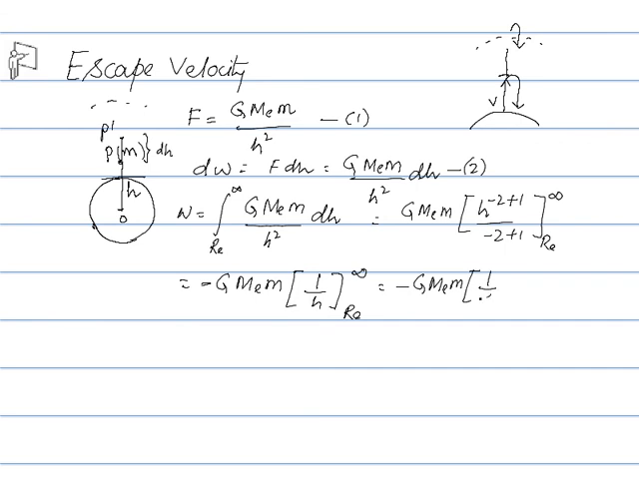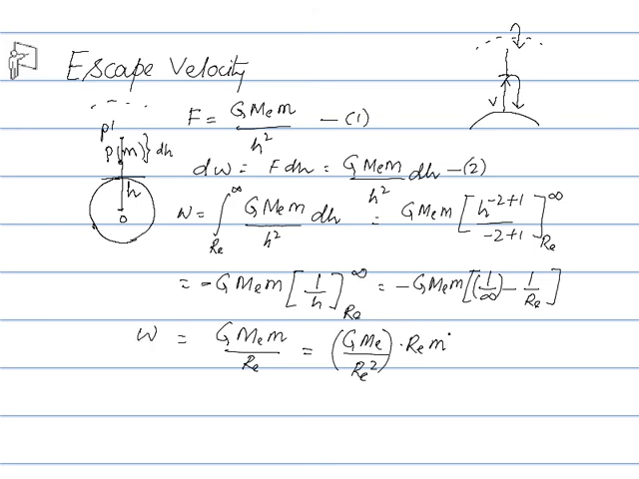Put the upper limit first, infinity, minus 1 by R_e. So this is coming as G M_e m by R_e, because 1 by infinity is 0. So now this can be written as G M_e by R_e square, and let us take R_e common here. So this is the work done. This is equation number 3.